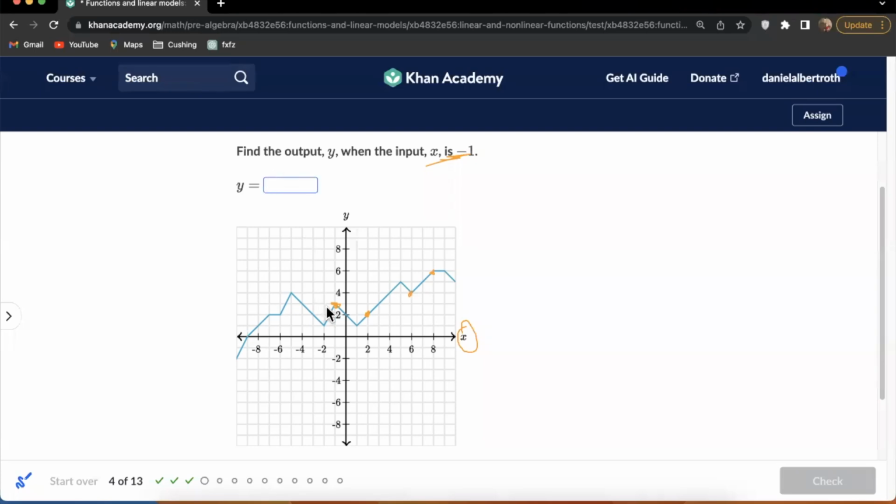The blue line is showing me the function. When the input is -1, the output is positive 3.